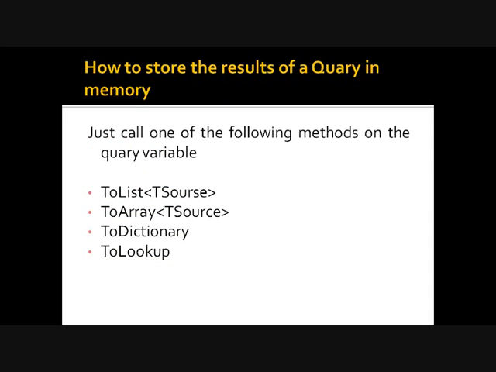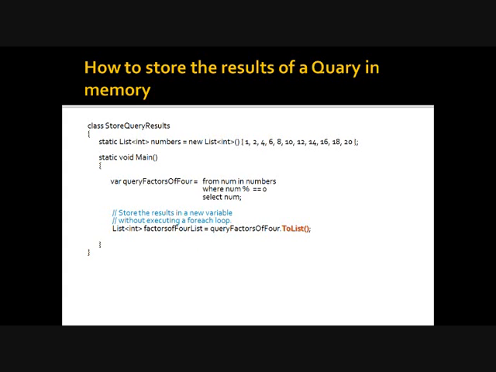This slide shows how to store the results of a query in memory without executing it again. Just call one of the following methods on the query variable. As an example, using the ToArray method, the result is stored in a predefined array. Here you can see the example source code to store the results in a list. By using the ToList method, we store the result in this newly created list.